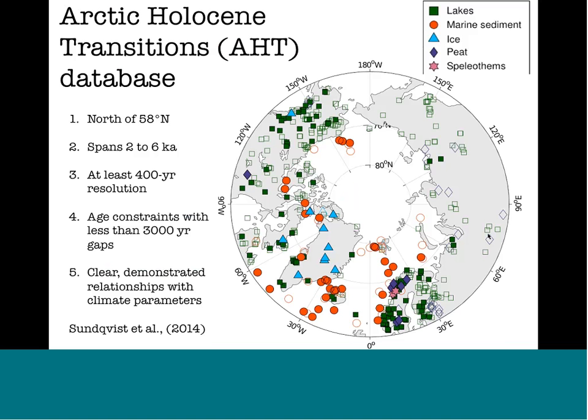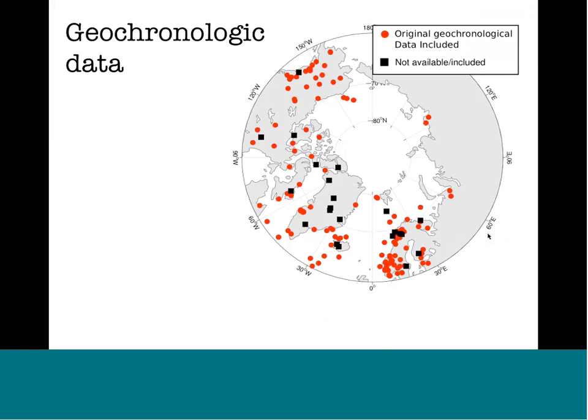And here's what we ended up with in this database, where all the filled-in symbols are the records that made it, and all the hollow symbols are the records we considered that didn't make it. So in total, there's about 160 that made it in, and another 300, I think, that were considered that didn't make it. Among other things, we also included all the original geochronologic data in this database. All the red dots are the sites that we have the geochronologic data for in this database, and the black sites are those that either don't have geochronologic data or we included it for a different reason. So we now have 110 or so sites with age control.